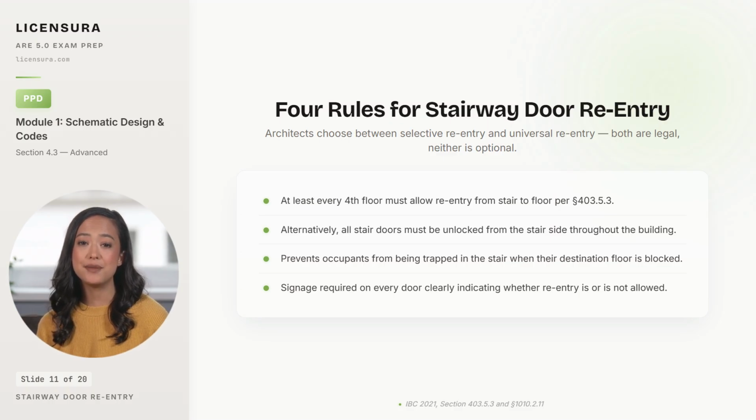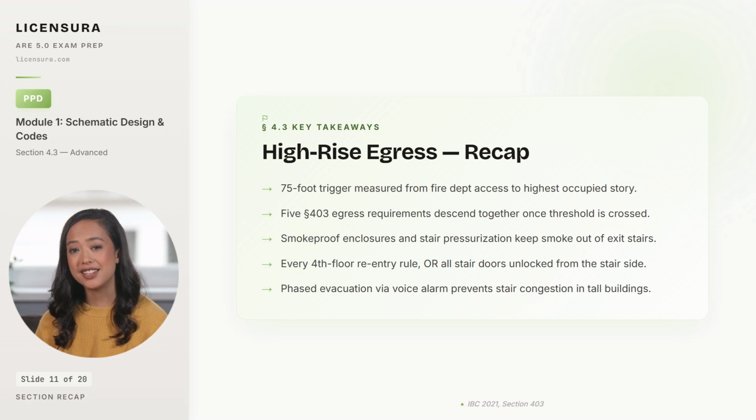Walk away with the high-rise package as a single, triggered bundle. 5 takeaways from the high-rise egress framework. First, the 75-foot trigger is measured from the lowest level of fire department vehicle access up to the floor surface of the highest occupied story, and the geometry of the measurement is what most architects get wrong. Second, 5 separate egress requirements descend together once the trigger is crossed: smoke-proof enclosures, emergency voice and alarm, luminous egress markings, fire service access elevators, and stairway identification signs, none of them optional.